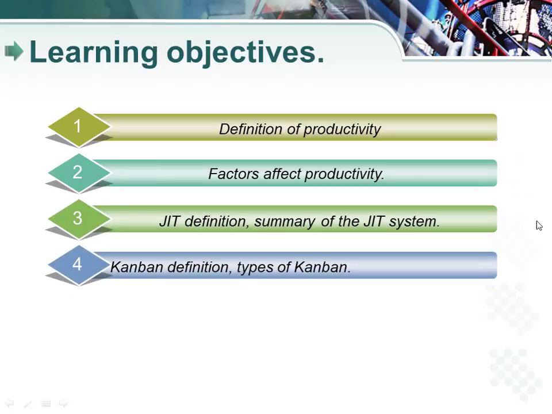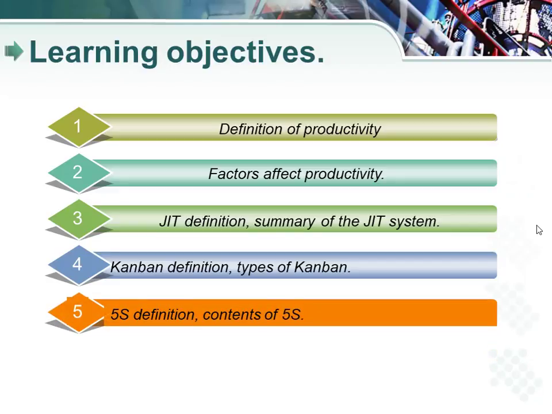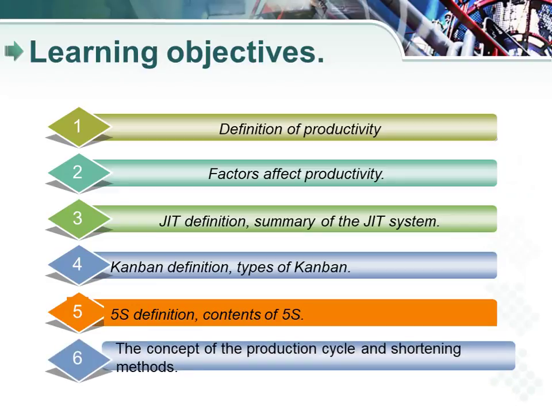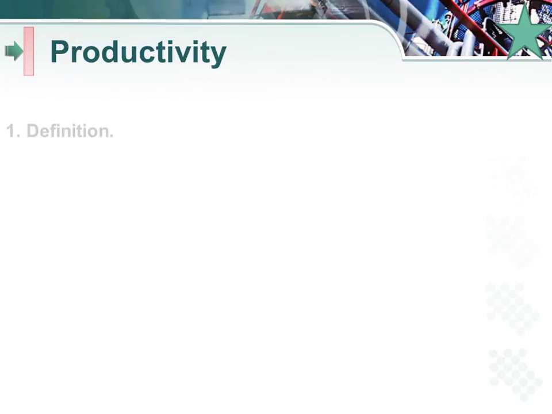4. Kanban definition, types of Kanban. 5. 5S definition, contents of 5S. And the final, 6. The concept of production cycle and shortening methods. First, we will go to the definition of productivity.